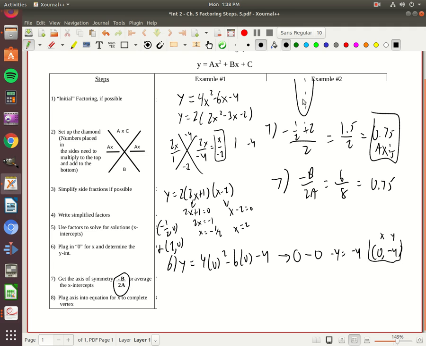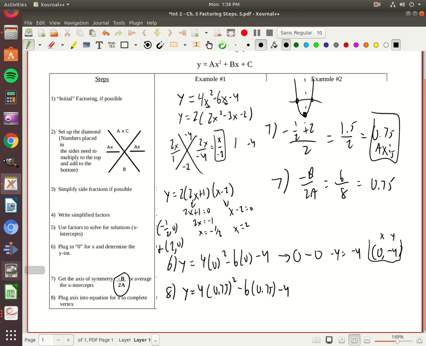So I know my axis of symmetry, again, is the halfway point between my x-intercepts, but I also know my vertex is on it, which means if I plug 0.75 into this equation, it will tell me where my vertex is. So again, what I'm going to do is plug 0.75 into my equation for x and solve. I have x appearing in two places, so I'll plug 0.75 in here and in here.